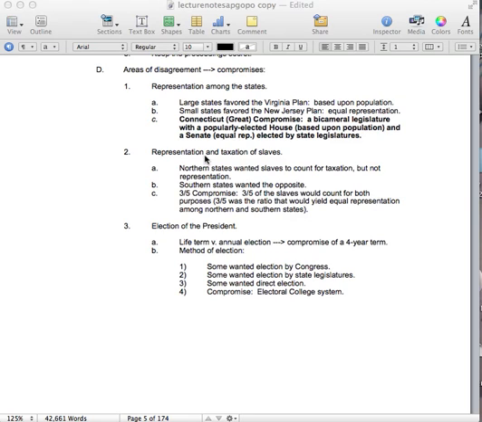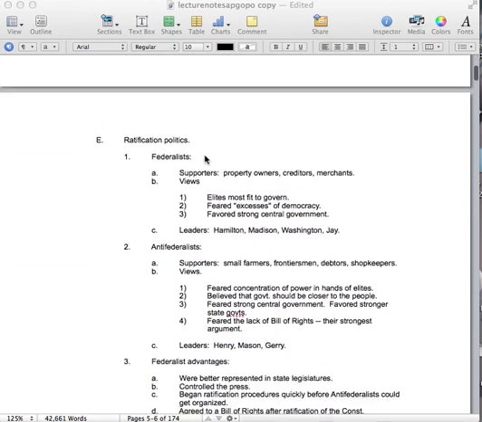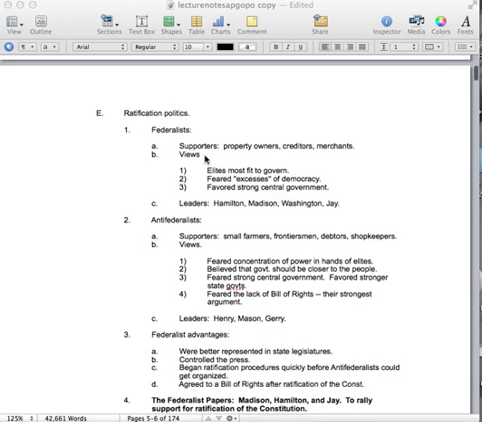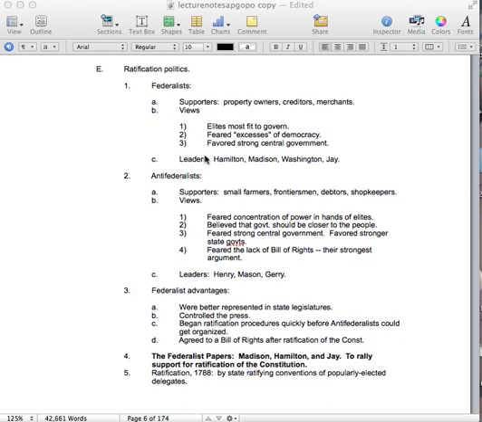So, moving on, we are going to look real quick at the ratification politics. And by ratification, I mean the ratification of the Constitution. You're going to have two groups of people. If you remember your U.S. history class, the two groups are the Federalists and the Anti-Federalists.